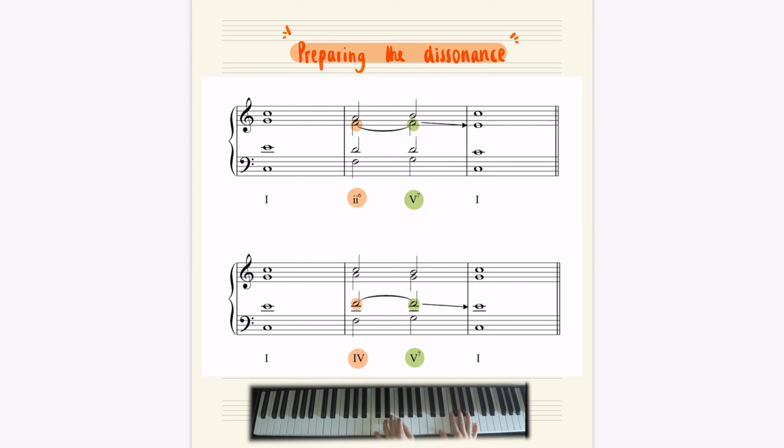The 4th degree of the scale remained in the same voice, in this case in the alto, and it changed from being a consonant tone in the 2/6 chord. It changed into becoming a 7th, the dissonance of the 5/7 chord. Then it resolves onto 1.